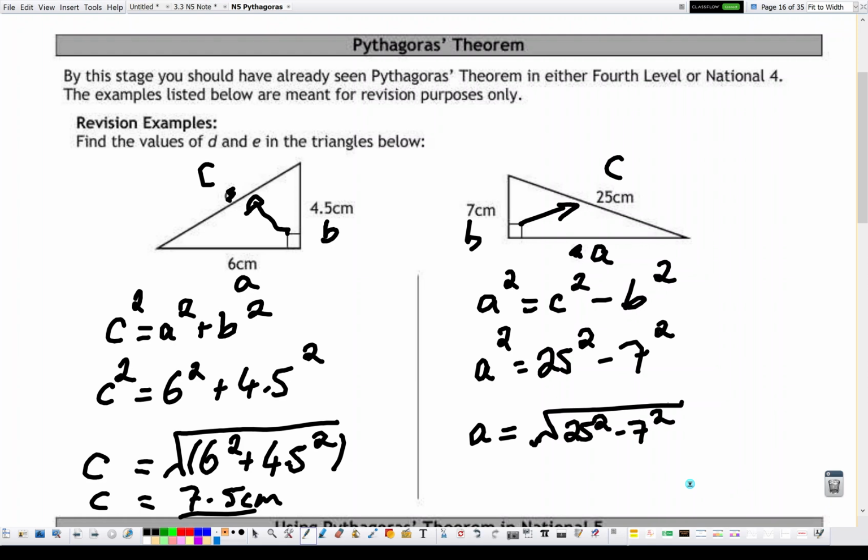Now, one thing to watch out for here, if you get these the wrong way around and put 7 squared minus 25 squared, your calculator will come up with an error. So if you're getting an error, just check that you've got them right. You can't take the square root of a negative number, which you would get if you did 7 squared take away 25 squared. So just check that you've got them the right way around, and then just put it in your calculator and you should be able to get the answer okay. So square root of 25 squared minus 7 squared, and you should hopefully get an answer of 24 centimeters.